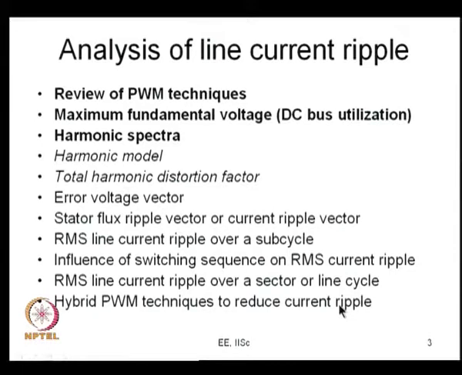Once we understand how the sequences influence the RMS current ripple, it is possible for us to design a hybrid PWM method, that is a combination of different switching sequences, which will lead to a reduction in current ripple. So, we will look at this as the last lecture in this particular module. So, this is what we are planning to look at in this module.